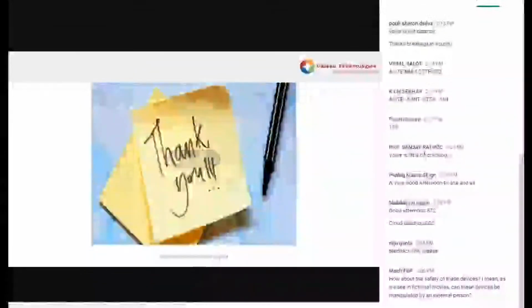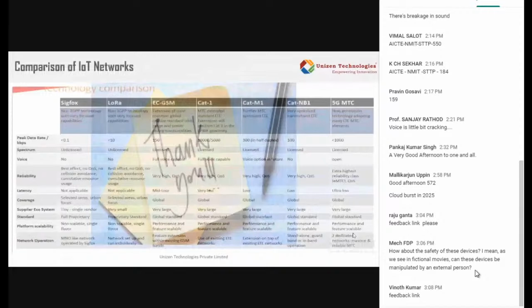Yes, sir. Sensors and these medical devices. How about the safety of these devices? Can you repeat it? I missed it in the middle. Yeah. So, how about the safety of these devices? Basically, can it be manipulated by some external person?